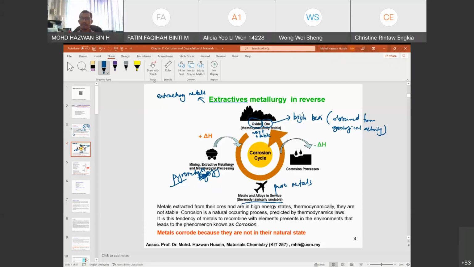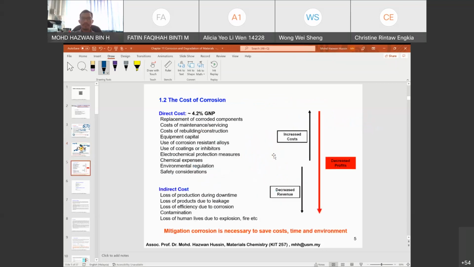Okay, but I think after a certain time with exposure to the environment, the corrosion process still occurs and it tends to become the most stable form, or metal oxide. So metals extracted from their ores are in high energy states thermodynamically, they are not stable. Corrosion is a naturally occurring process predicted by thermodynamic laws. It is this tendency of metal to recombine with elements present in the environment that leads to the phenomenon known as corrosion. Okay.